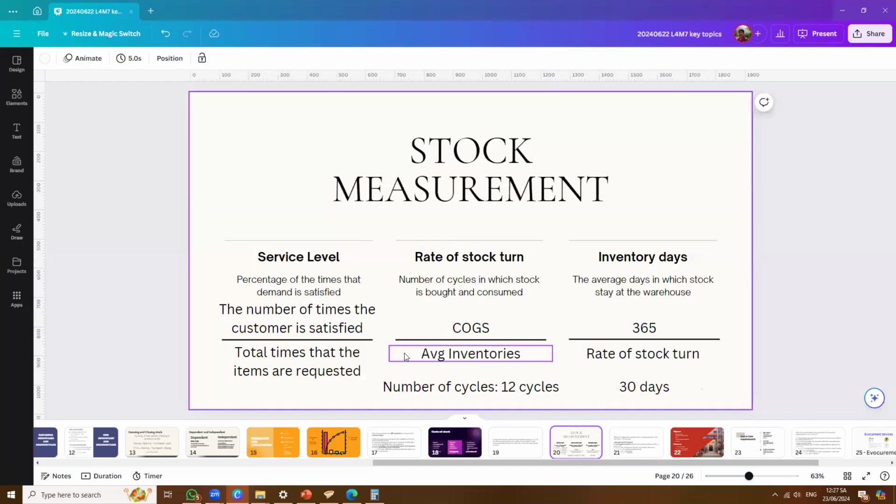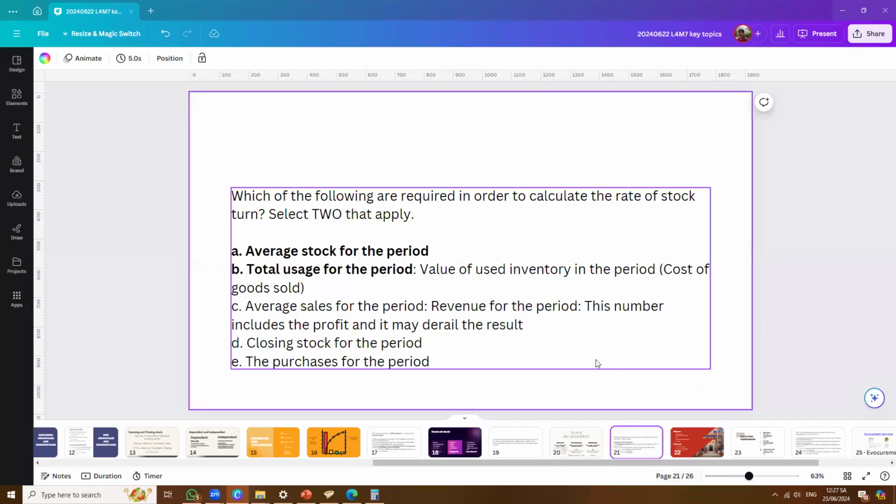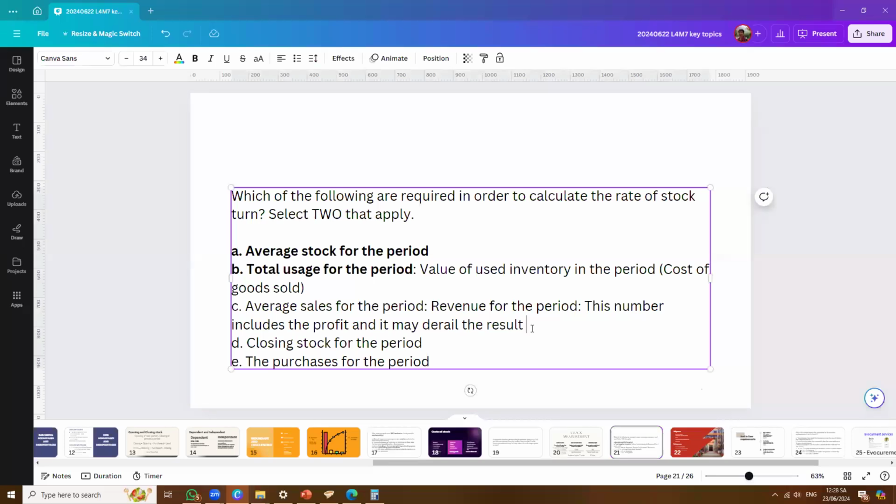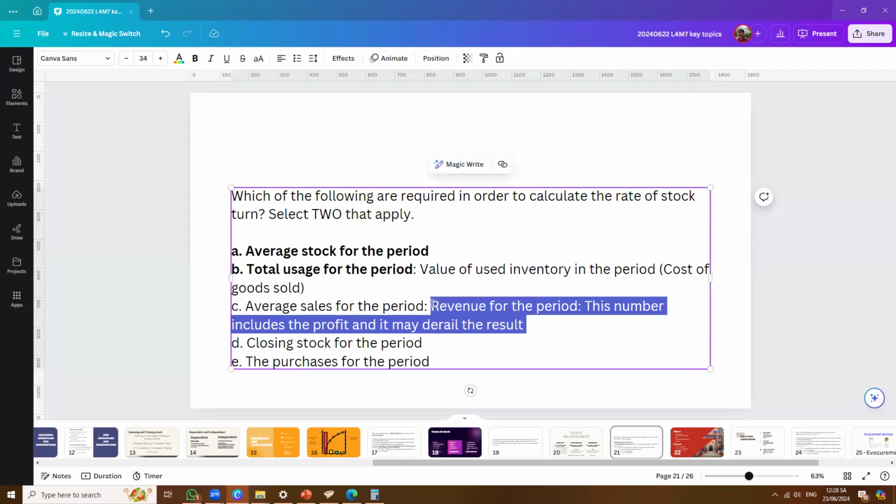So the thing is, in L4M7, we have multiple formulas from CIPS to demonstrate inventory management efficiency. And you need to understand the nature and also some synonyms for these numbers or definitions. Some background in accounting is good, but you may also search for those terms on the internet to make it less confusing.